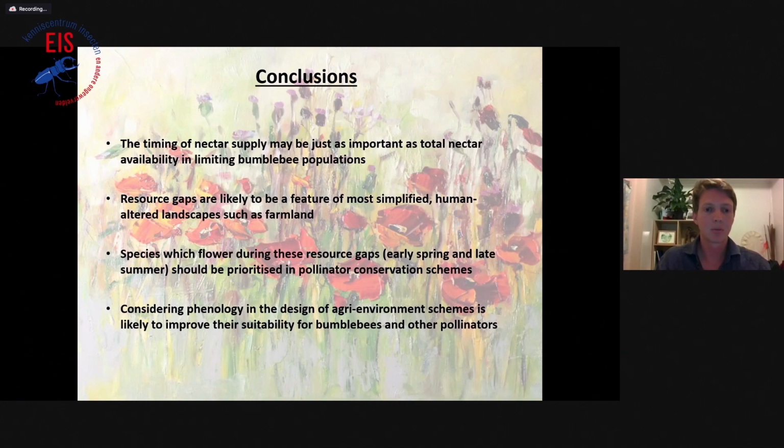or natural landscapes. And so given this, species which flower during these resource gaps, such as in our case, the early spring and the late summer, should be prioritized in pollinator conservation schemes to try and plug those gaps and smooth out the supply of resources through the year. And as a general point, I think considering phenology in any agri-environment scheme or conservation scheme that aims to support bumblebees or other pollinators or any seasonal consumers in a landscape will increase the success of those schemes.